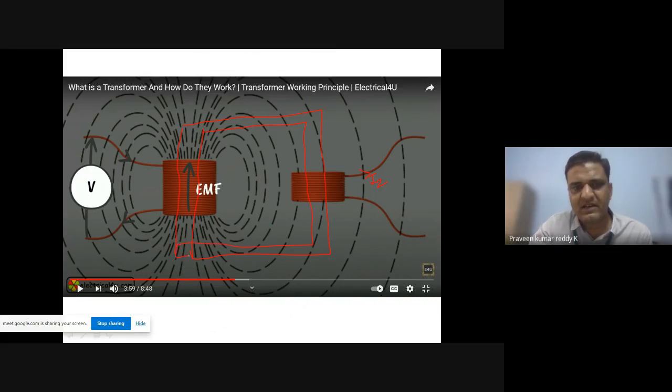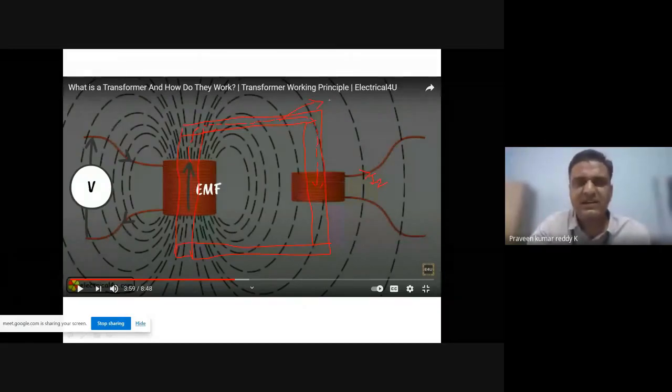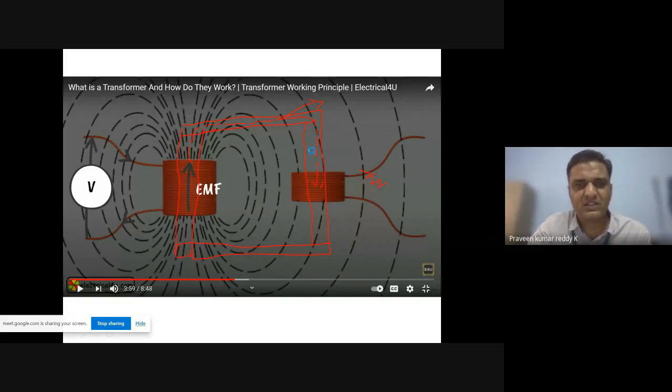Let's say if I place some core like this, the flux generated in the primary will now take this metal body, the metal core, and pass through it to the secondary winding. So this metal body or core acts as a medium to take that flow of flux to the secondary winding. That is why this metal core is utilized. Okay, so that is the structure shown in the picture.